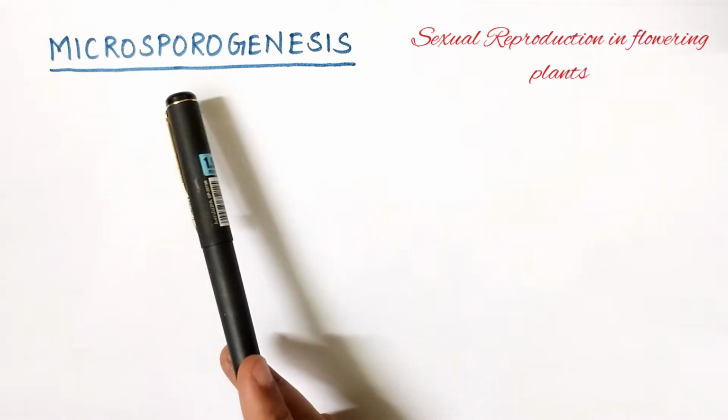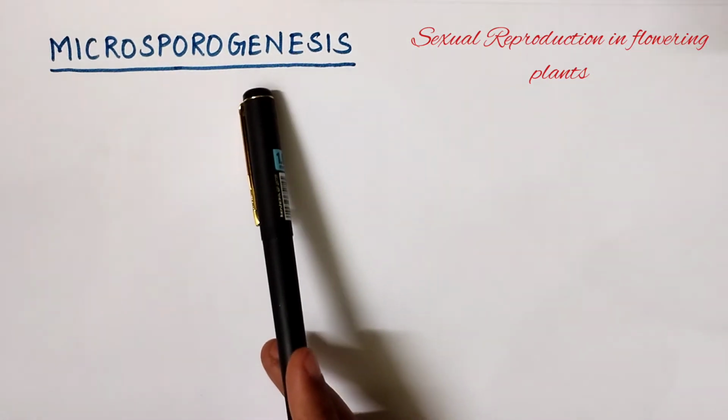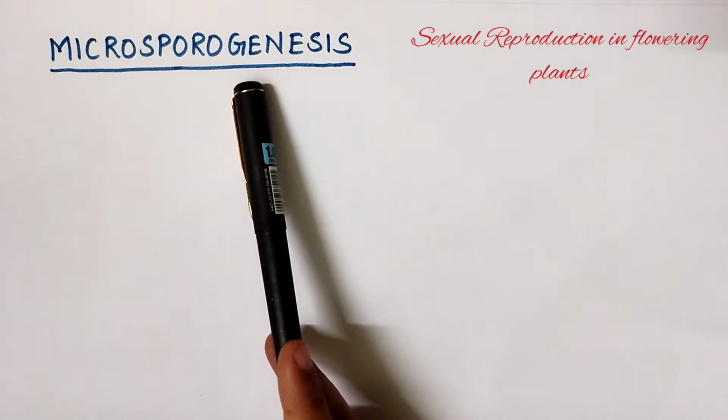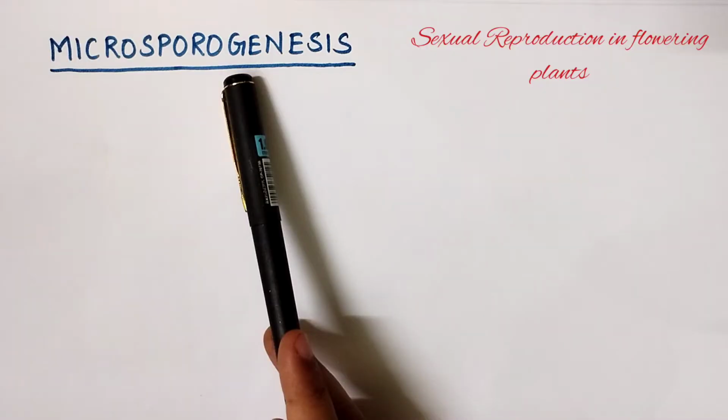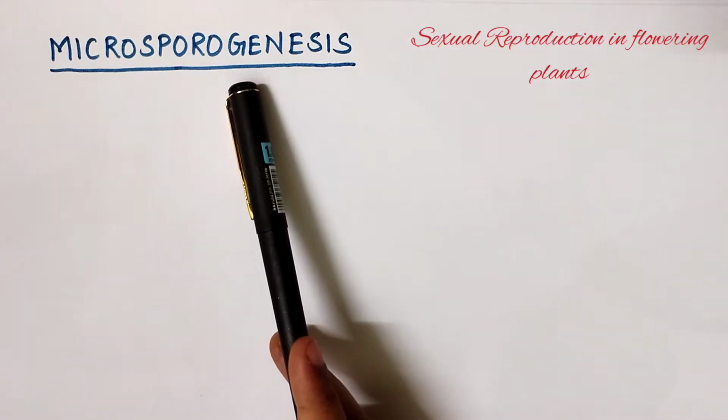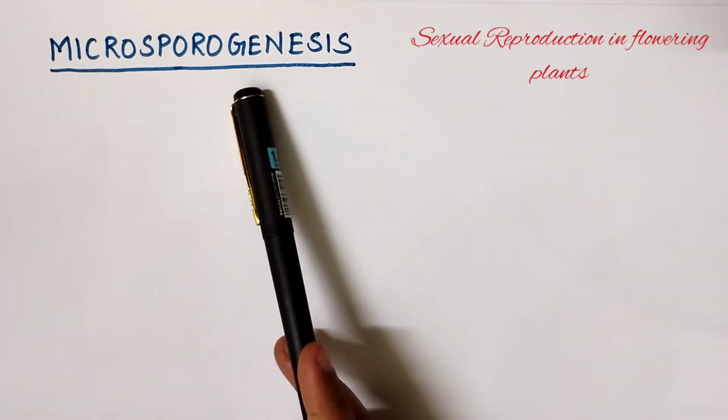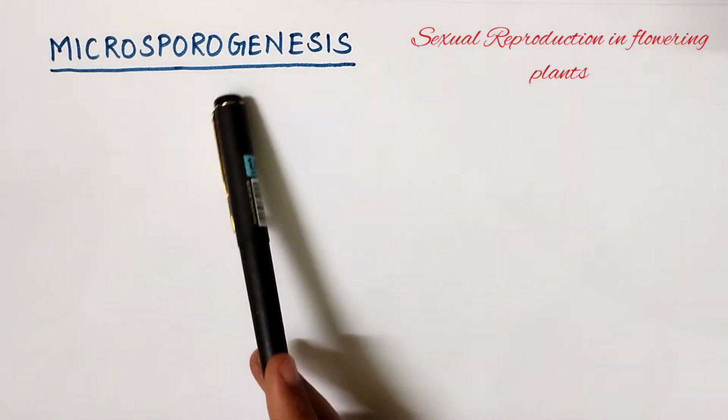Today we are going to learn about microsporogenesis. In the previous class, we learned about the structure of the microsporangium. So this is the continuation of the last class.